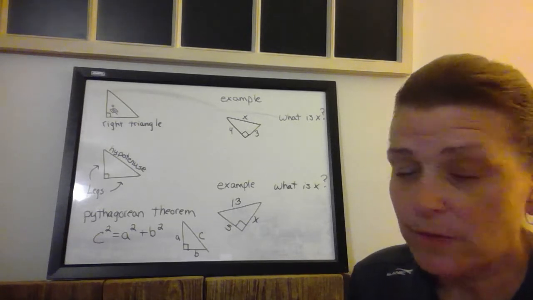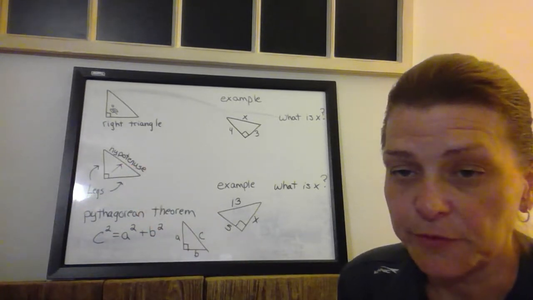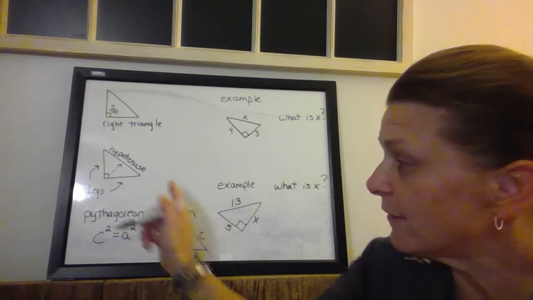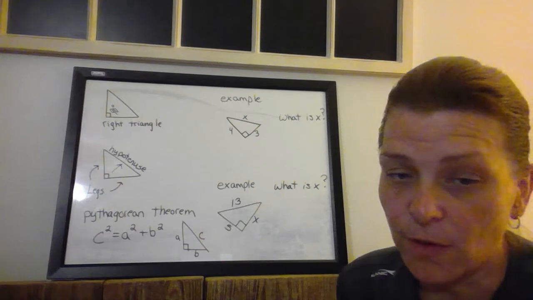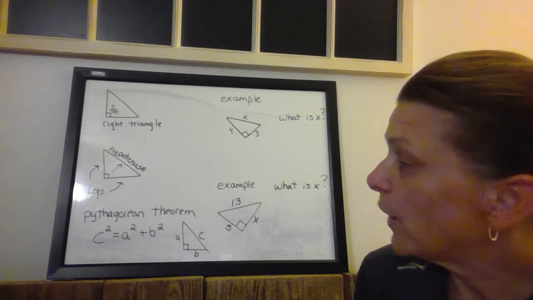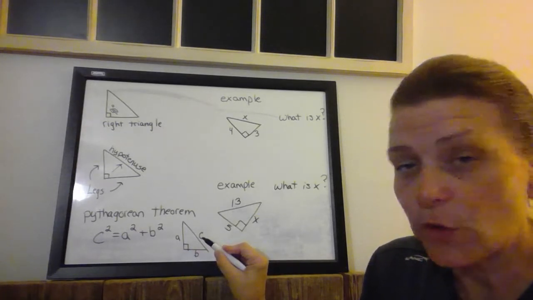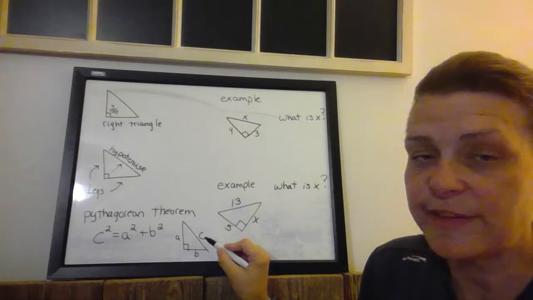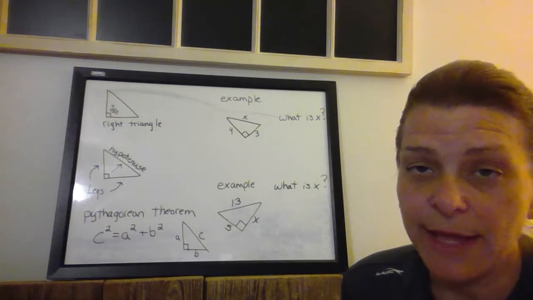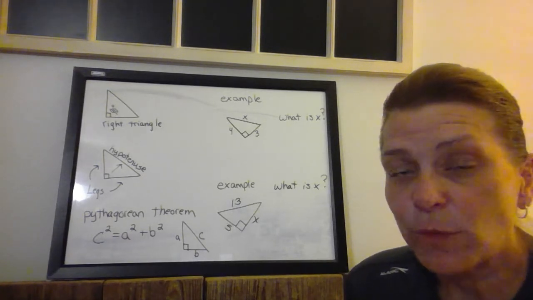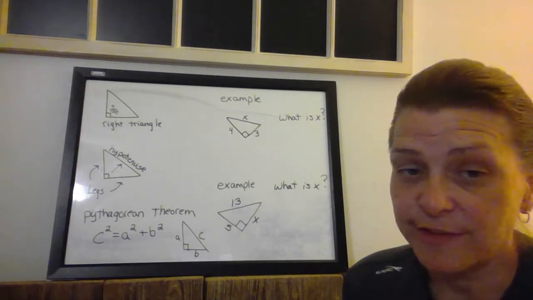When you have a right triangle, the side directly across from the right angle is called the hypotenuse. And the two sides that connect to the right angle, or touch the right angle, are called the legs. Generally speaking, the hypotenuse, the one directly across from the right angle, we use the letter C to represent. And the two legs are represented by A and B, and they are interchangeable. In other words, it doesn't matter which leg is A and which leg is B, as long as the legs are A and B and the hypotenuse is C.